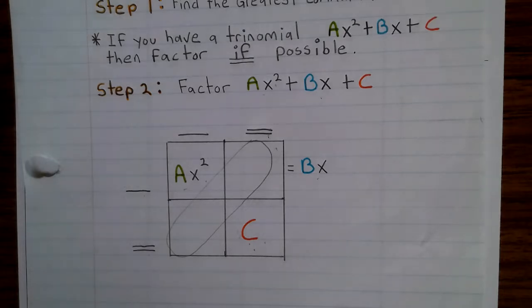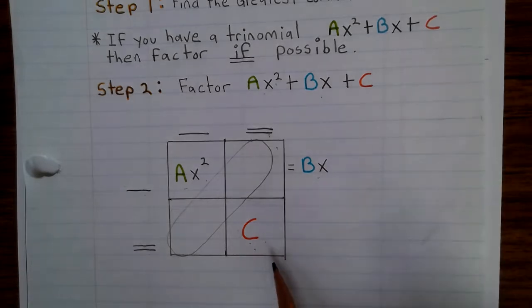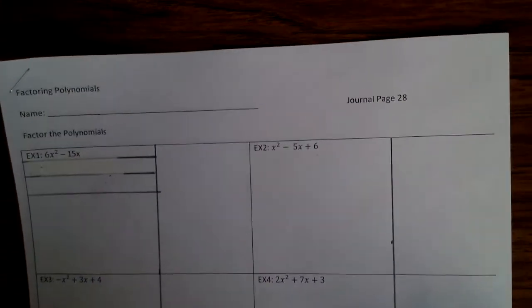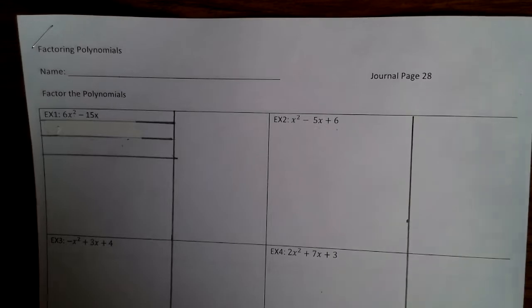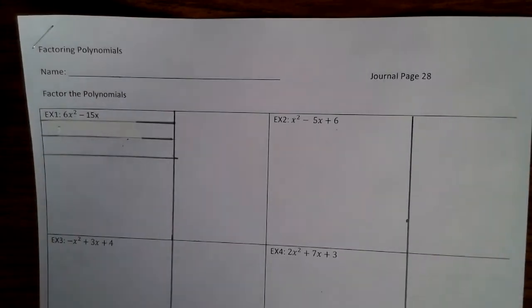Okay, so if you would write that down, and we're going to explain the reverse box method starting on example 2. Okay, so now let's take a look at example number 1. Now, it's not a trinomial, so you look for the greatest common factor.